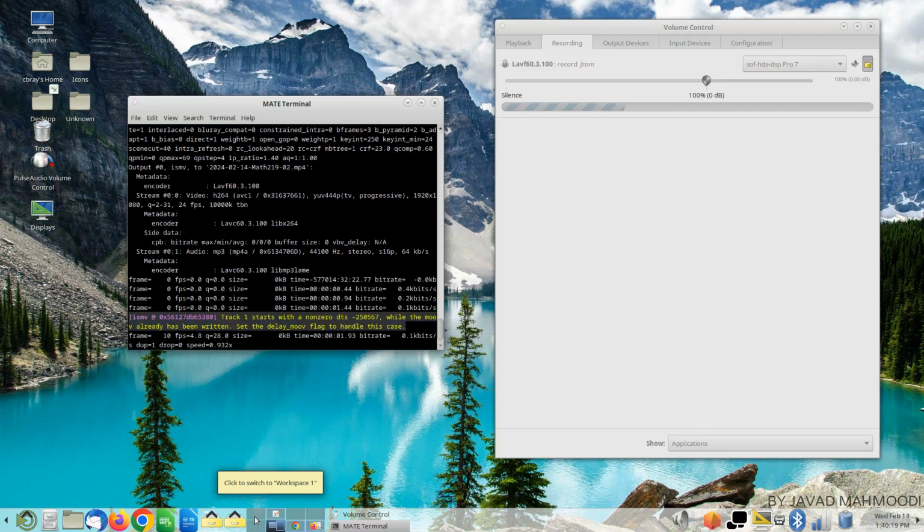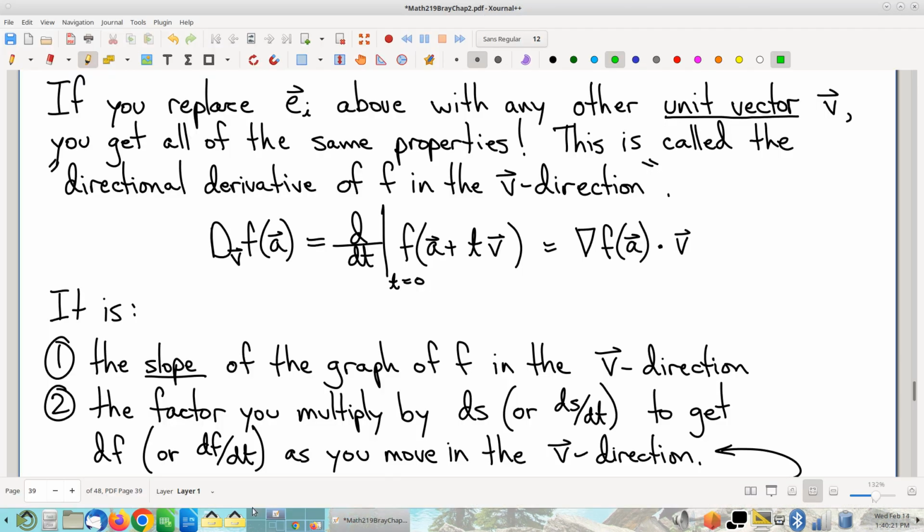Okay, so here we go. Last time we were talking about directional derivatives. Remember, the big idea here is that it's really just a rip-off of the idea of a partial derivative. In fact, a case could be made they are partial derivatives.